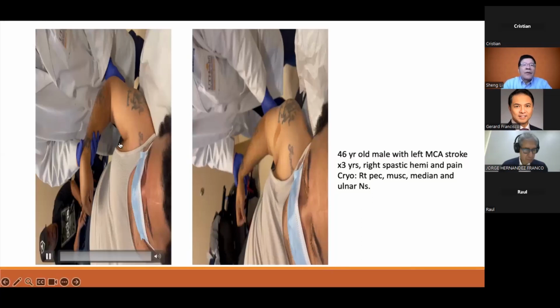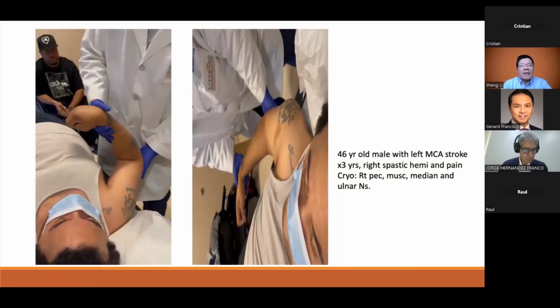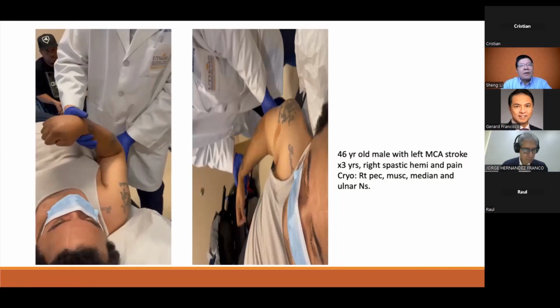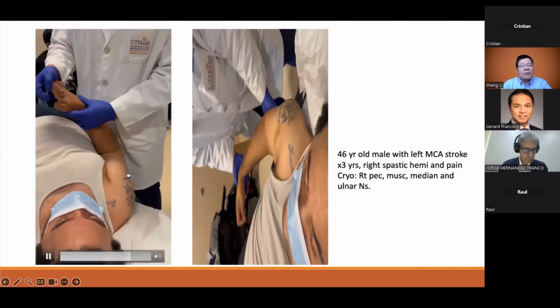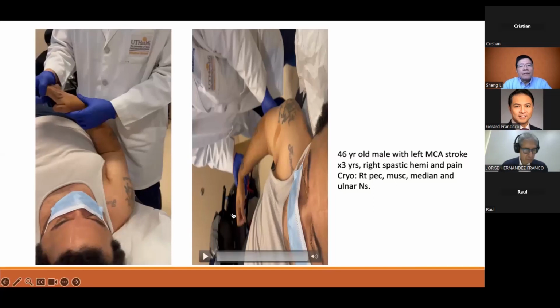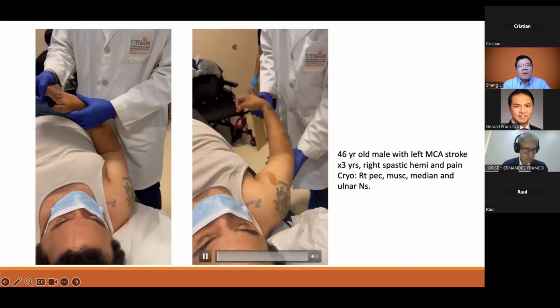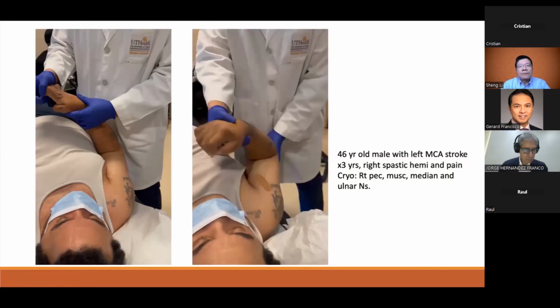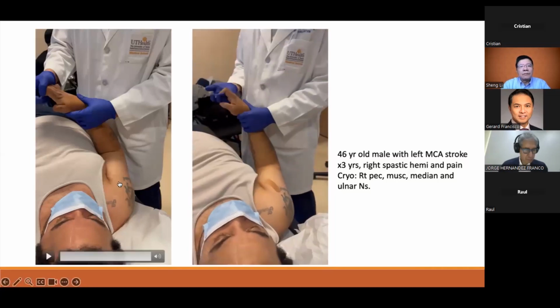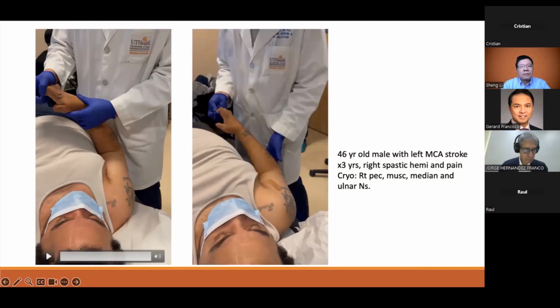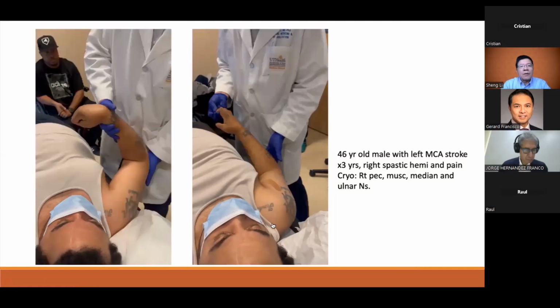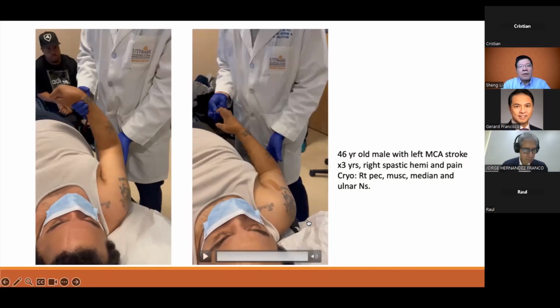And so this is a stroke patient with a right spastic hemiparesis. And here's the post-procedure video. Okay, the video is a little slow. Hopefully the next case will be better.